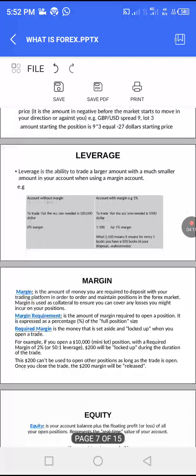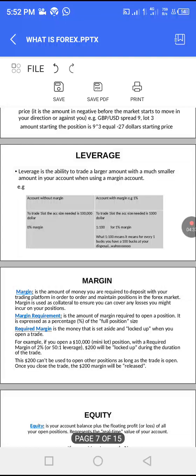Leverage. Leverage is the ability to trade a larger amount with a much smaller amount in your account when using a margin account. That is leverage for you. The broker has enough money to give you to trade, but you have to stake something in return. That is what leverage is all about.